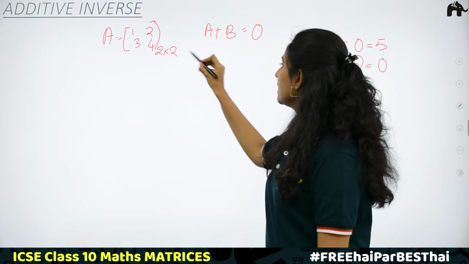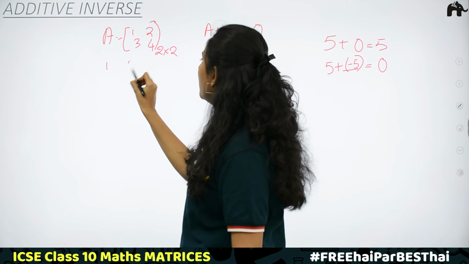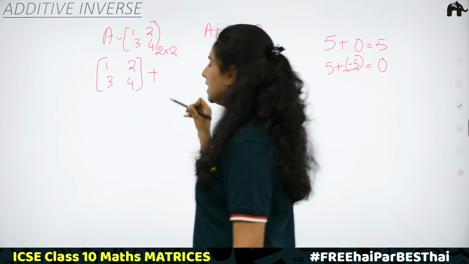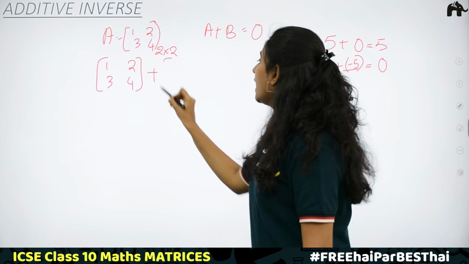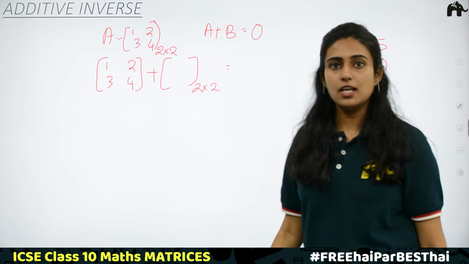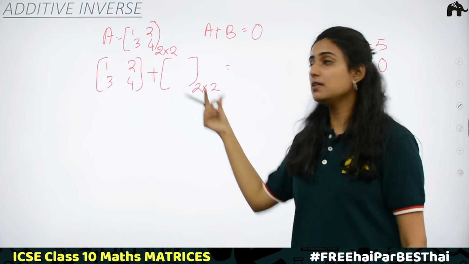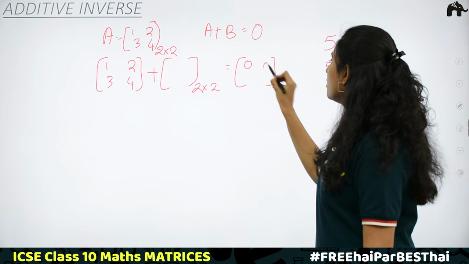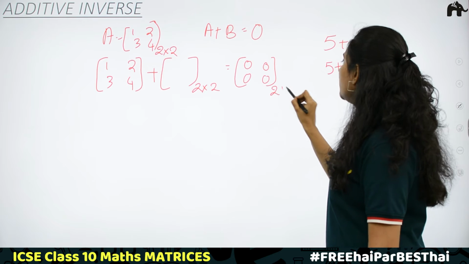Okay. Our matrix A is 1, 2, 3, 4. This 1, 2, 3, 4 matrix is added to another 2 by 2 matrix. We have to take a 2 by 2 matrix, right? Because addition is only possible when they are of the same order. We will get a resultant null matrix of order 2 by 2.